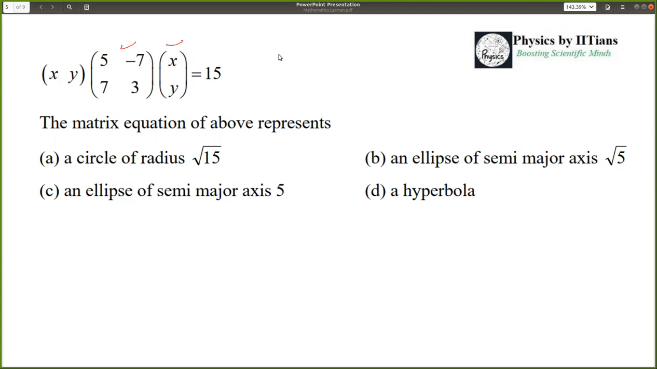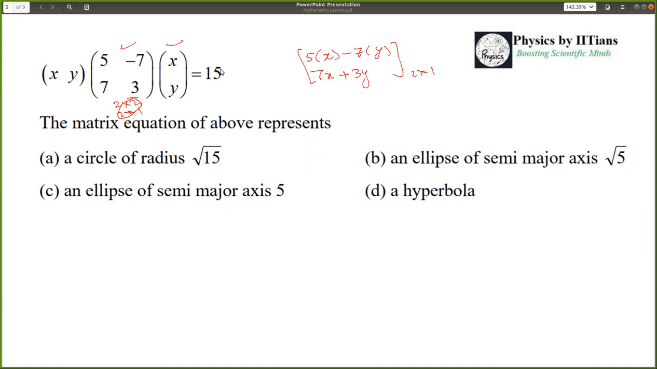So the multiplication will be 5 times x minus 7 times y. This will be the first column, first row. Again, first column, second row, it will give you 7x plus 3y. So this will be your first multiplication, and you will get a column matrix. How can you say that this is a column matrix? Because you are having a single column. Or you can check that the order of this matrix is 2 by 2, and the order of this matrix is 2 by 1. These are common, so multiplication is possible, and the multiplied matrix will have order 2 by 1. So this is a 2 by 1 matrix.